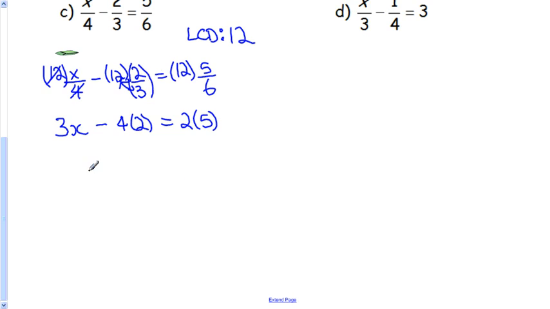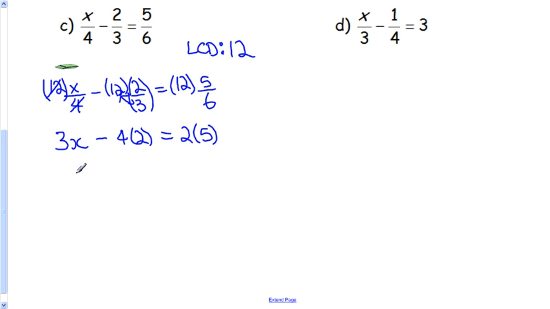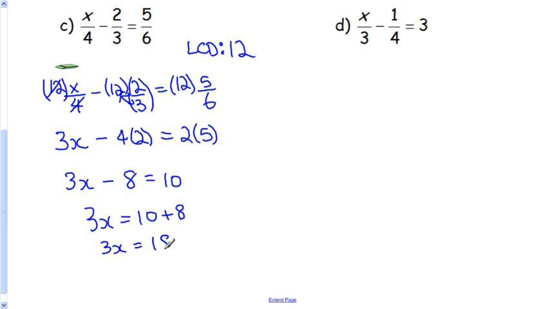Now, I'm just going to extend the page a little bit here. Now I have 3x minus 8 equals 10. Again, isolate x now, so let's get rid of the 8. So I have 3x equals 10 plus 8. 3x is equal to 18, divided by 3, divided by 3. X is equal to 6.